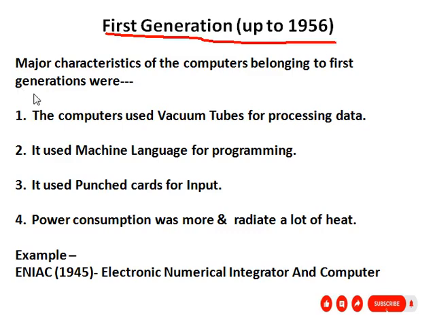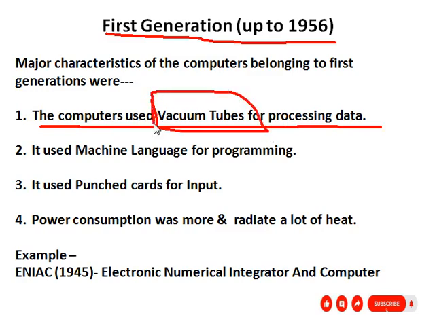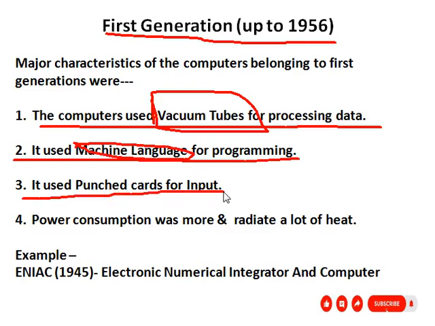Number 1, the computer uses vacuum tubes for processing data. In first generation computers, vacuum tube technology is used for data processing. Next, number 2, it uses machine language for programming. For programming, only the symbols 0 and 1 are used for any instruction of a program. That is called machine language. Next, number 3, it used punch cards for input purposes. Number 4, power consumption was more and it radiated a lot of heat.